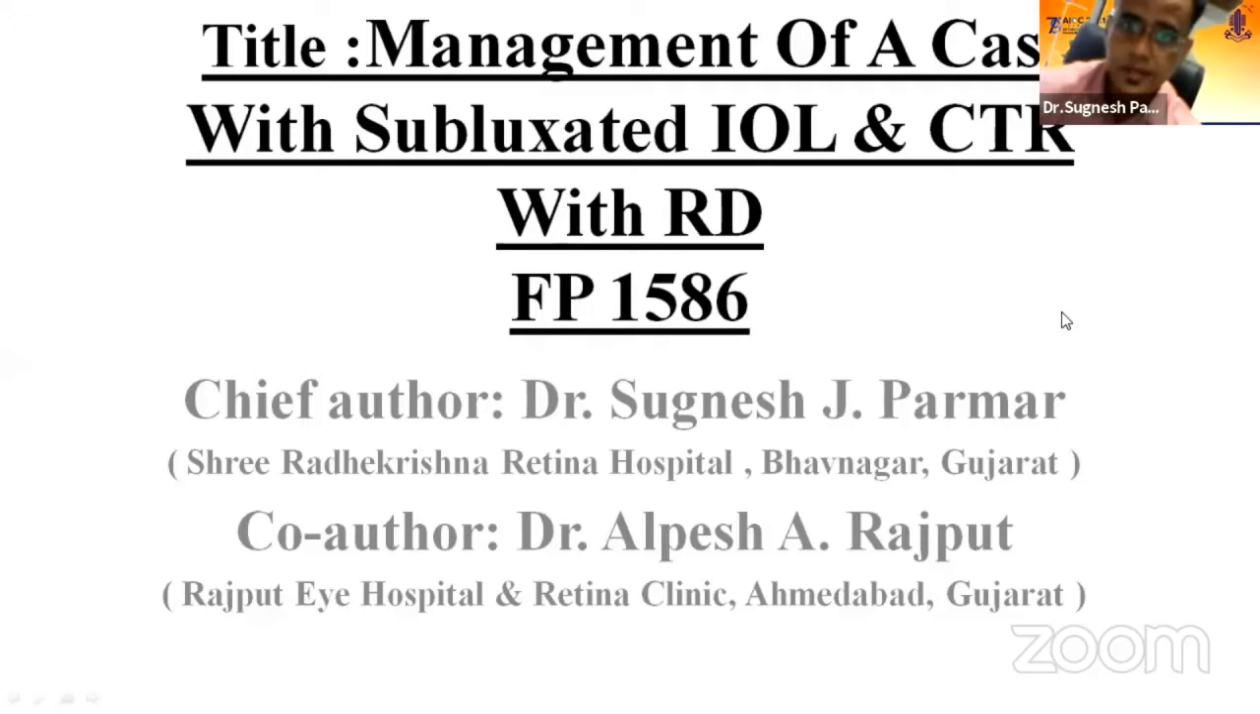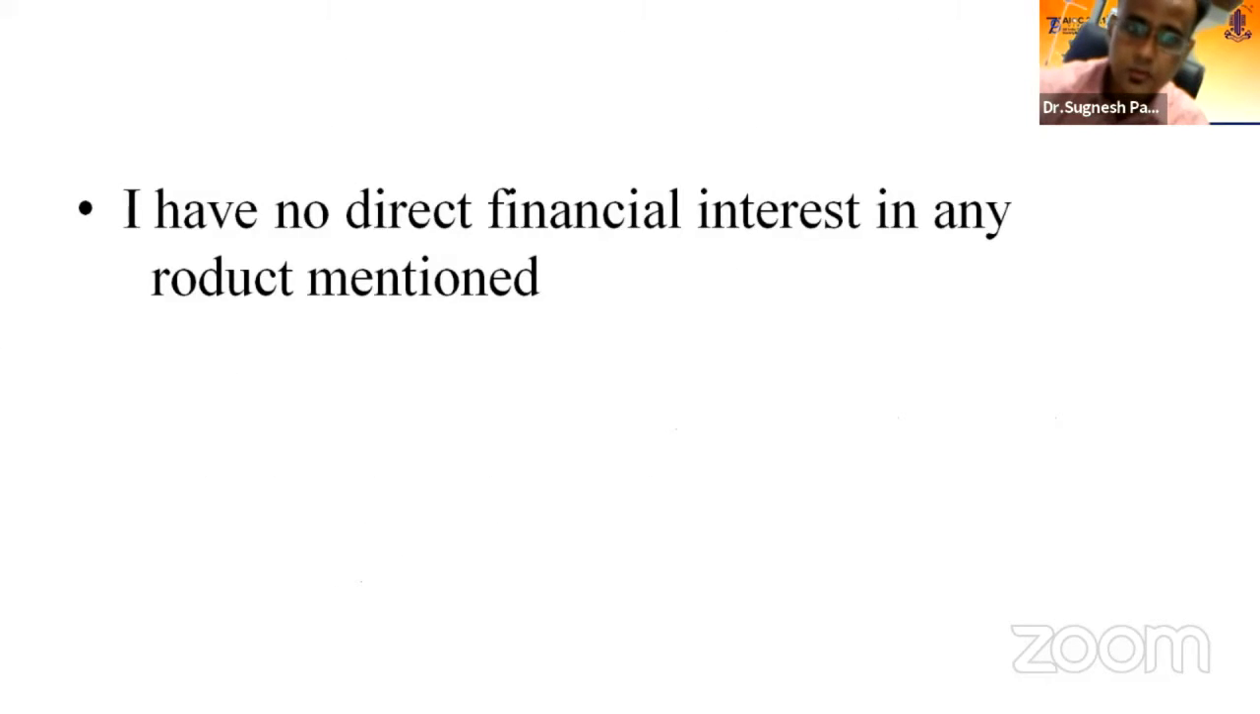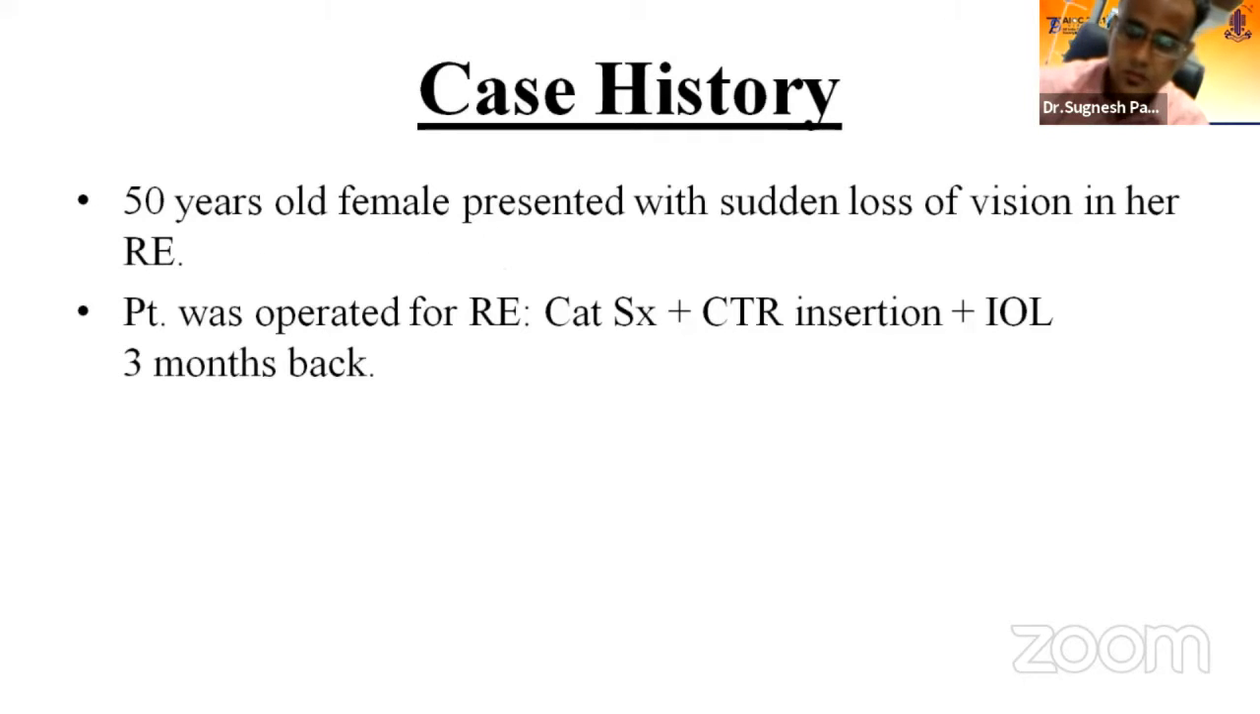So, presenting the case, it was managed in a different way, a little bit in a different way. This was a case of subluxated IOL and CTR with total retinal detachment, and no direct financial interest in any product mentioned. The case history: a 50 year old female presented with sudden loss of vision in her right eye, and the patient was operated for right eye cataract surgery with CTR and IOL 3 months back.